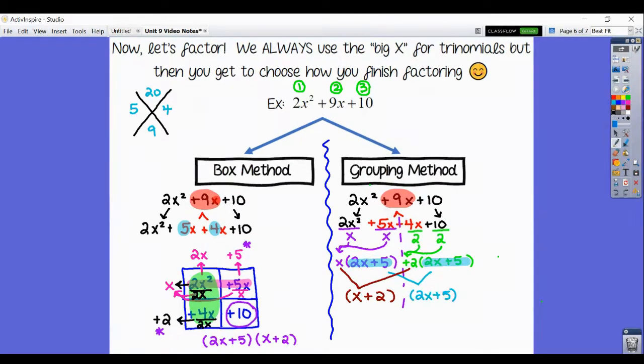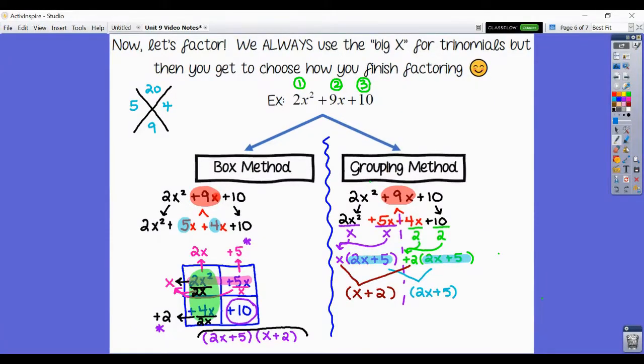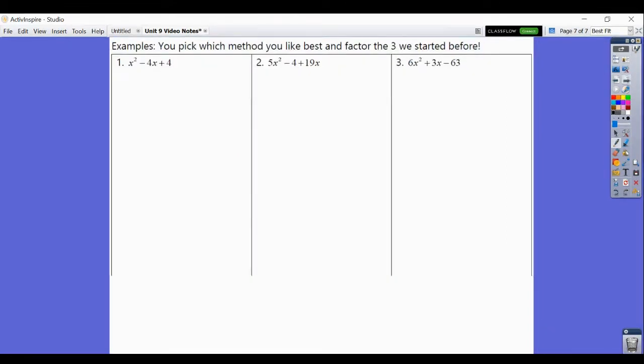So I'm circling the first answer now. That was 2x plus 5 in the first parentheses, then x plus 2 in the second. Second correct answer, we just flip the parentheses to have the quantity of x plus 2 first times the quantity of 2x plus 5 second. Let's go ahead and try some more here. So again, we pick the method you like best and factor these 3 here.